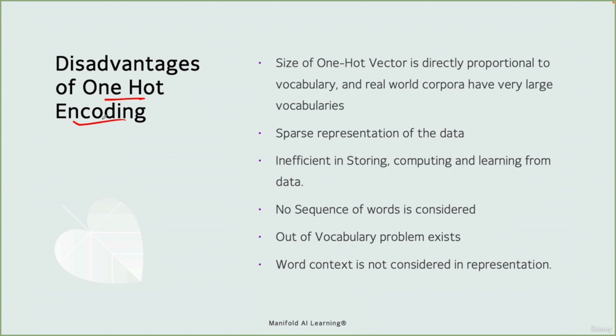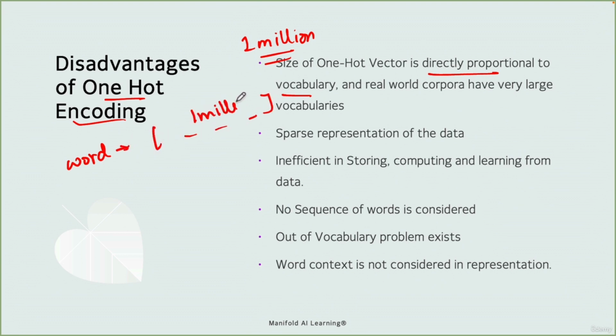See, one major disadvantage is the size of my one hot encoding vector. Now the size of my one hot encoding vector is directly proportional to the size of my vocabulary. If I have a data set with, let's say, 1 million unique words in my vocabulary, then each word is represented as a vector which has 1 million entries, where only one element will have the value 1 and everything else will be equal to 0.